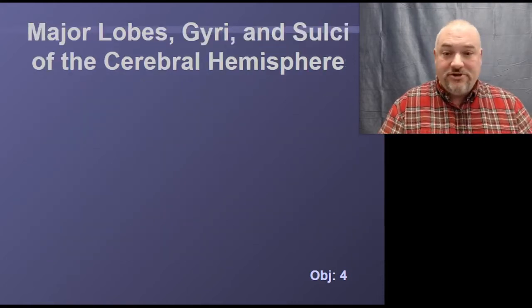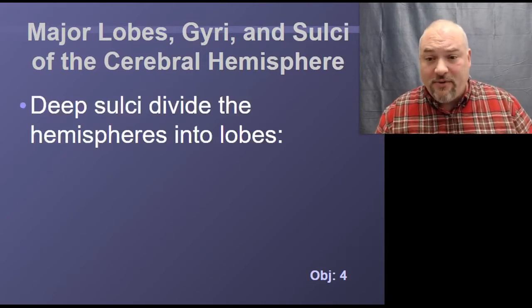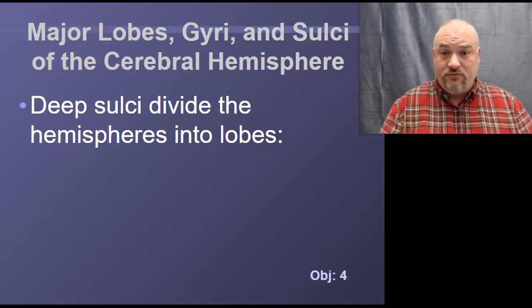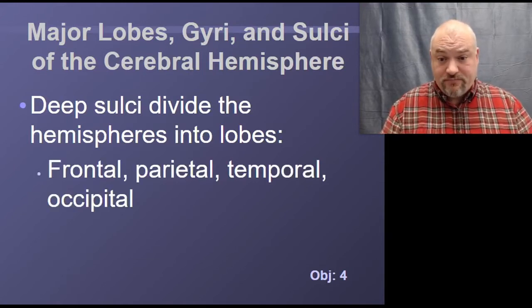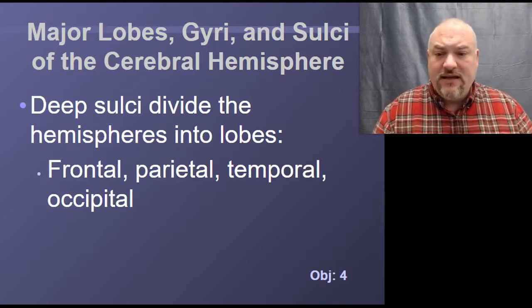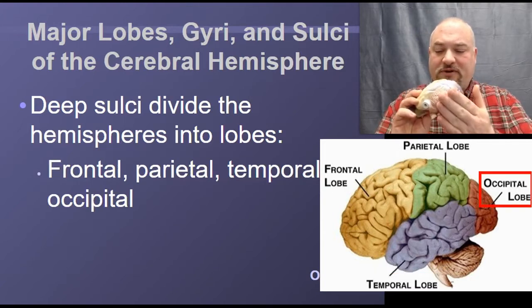Okay. Major lobes, gyri, sulci, and the cerebral hemispheres of our brain. Very deep sulci divide our hemispheres structurally into lobes. Each of those lobes specializes in different things to a certain extent. We've got the frontal, parietal, temporal, and occipital lobes.